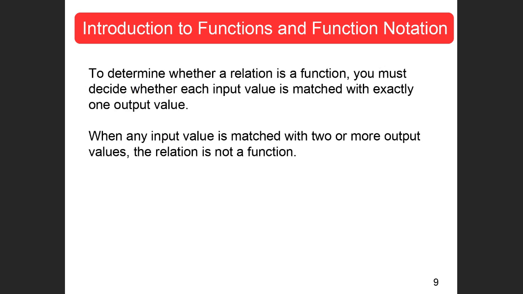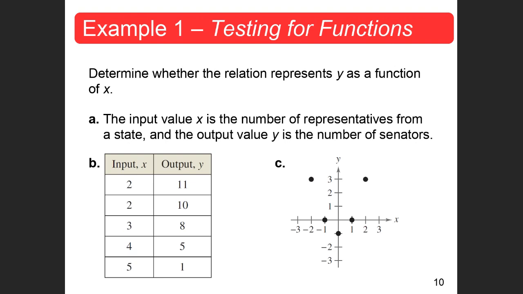To determine whether a relation is a function, you must decide whether each input value is matched with exactly one output value. When any input value is matched with 2 or more output values, the relation is not a function. Now, the easiest way to be able to tell this is using what is called the vertical line test. The vertical line test says that if you draw a vertical line, if the points are graphed out, and it only touches one point, it is a function. So part C, this one is a function.